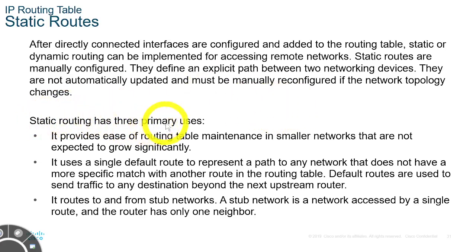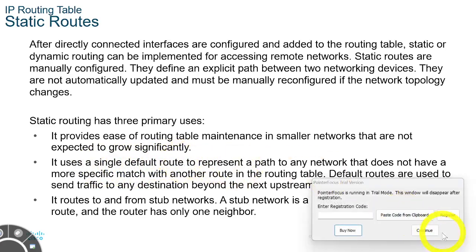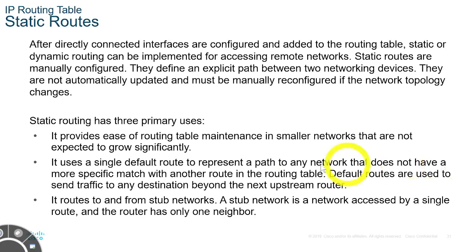So static routing has three primary uses. It provides ease of routing table maintenance. It's easy to maintain because it's for a few devices in smaller networks that are not expected to grow significantly. So for a small network, we can use static routing configurations. It uses a single default route to represent a path to any network that doesn't have a more specific match with another route in the routing table. So remember, if we don't have a match, we could use a default route, okay? And it could be a manually configured route.